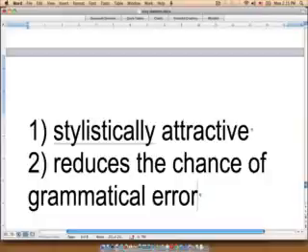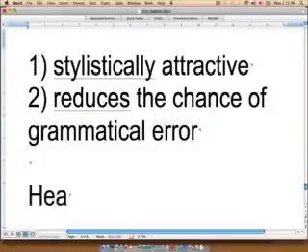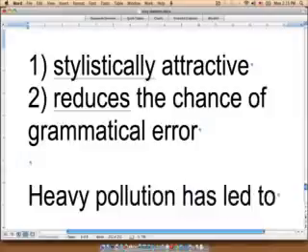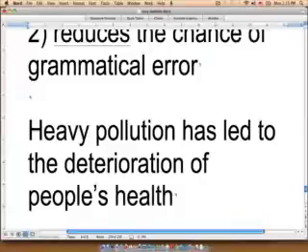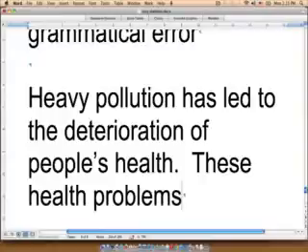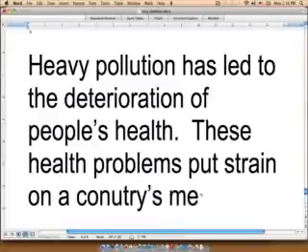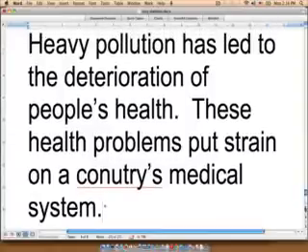Okay, so now, writing concisely. Let me share an example with you. Let's say that we had these two sentences. Heavy pollution has led to the deterioration of people's health. These health problems put strain on a country's medical system. Okay? So two sentences, both grammatically accurate, both delivering a very concise point.